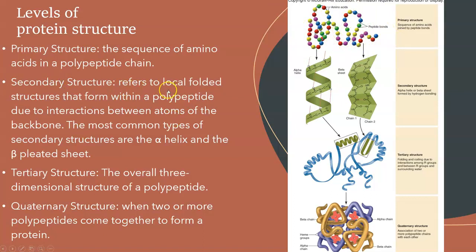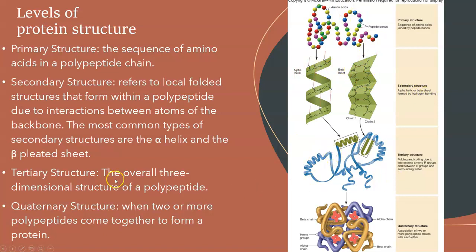The secondary structure refers to local folded structures that form within the polypeptide chain due to the interactions between the R groups. Now, the most common things here are either the alpha helix, so either they start spinning like this, or they fold into a beta-pleated sheet. So alpha helix, beta-pleated sheet is secondary structure.